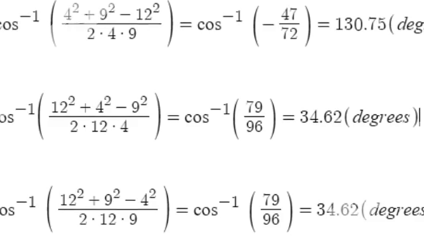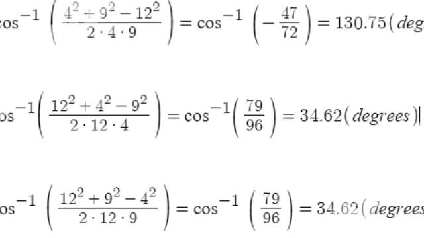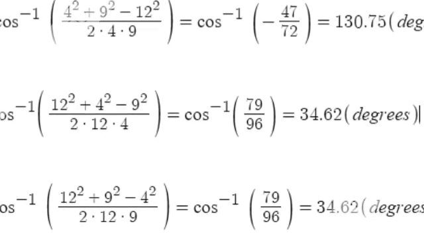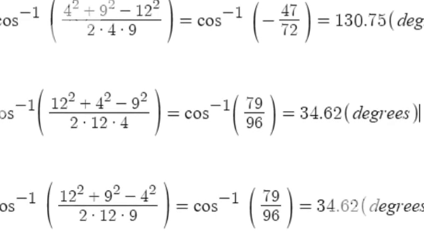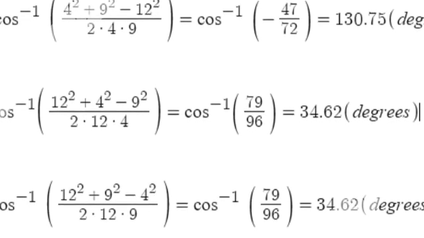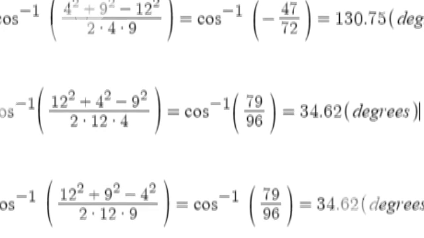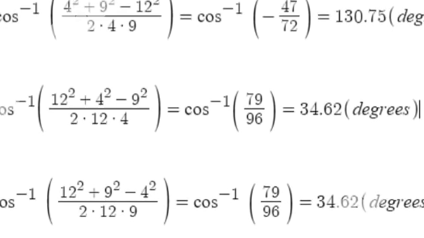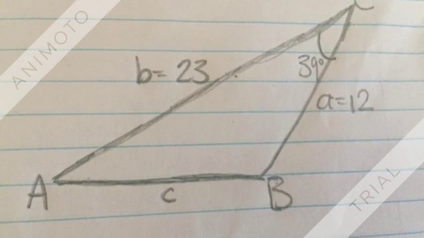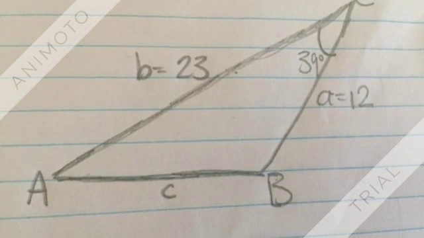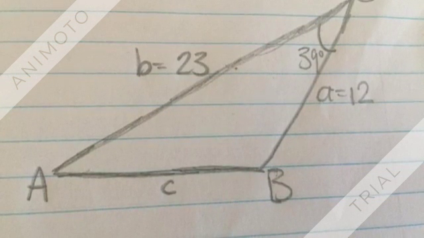The angle across from the 4-foot board, angle B, needs to be 14.63 degrees. And the angle across from the 9-foot board, angle C, needs to be 34.62 degrees. And this problem showed how to determine angles when you know three side lengths.